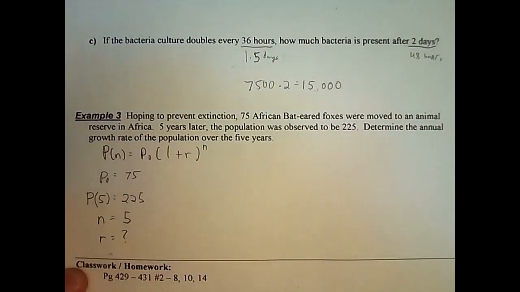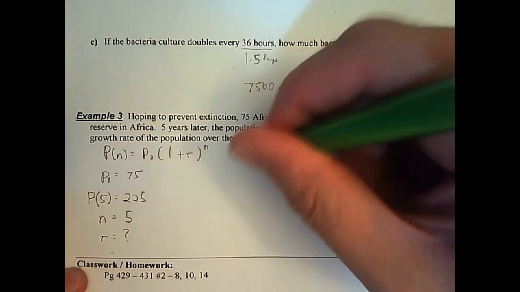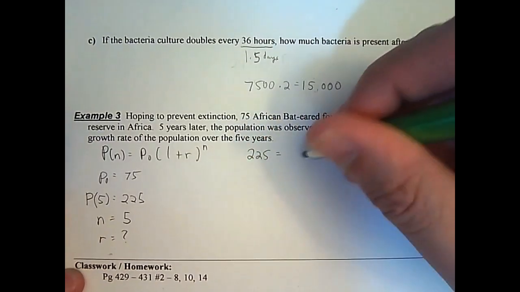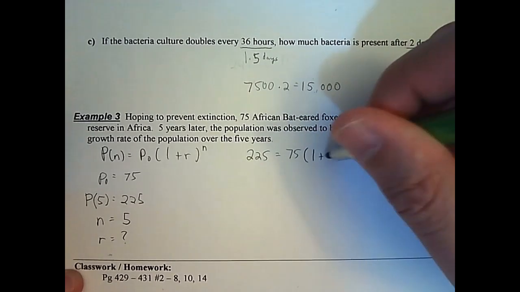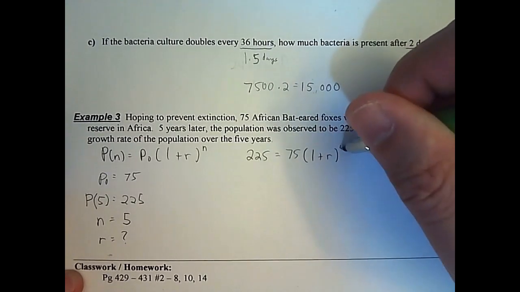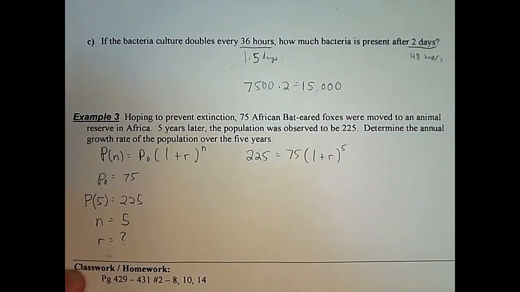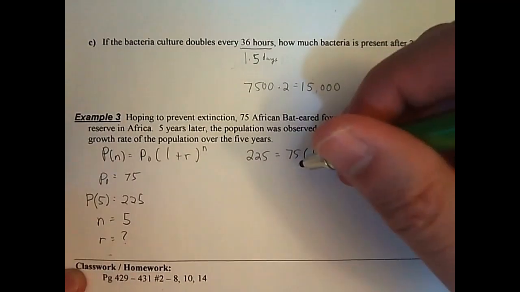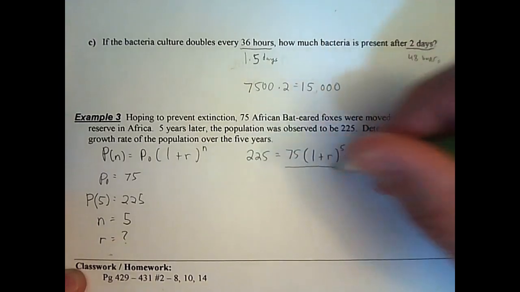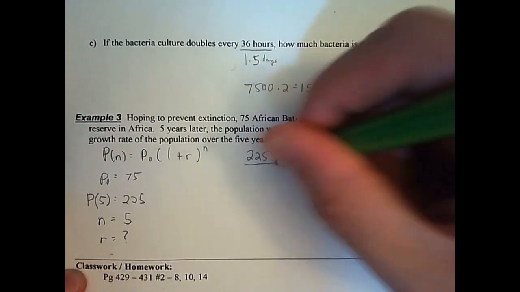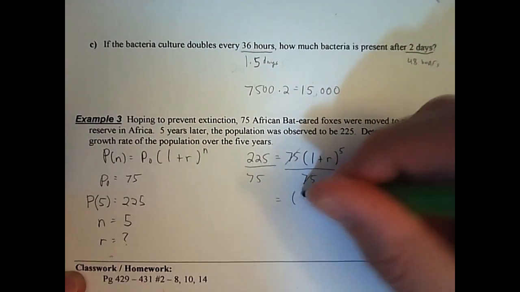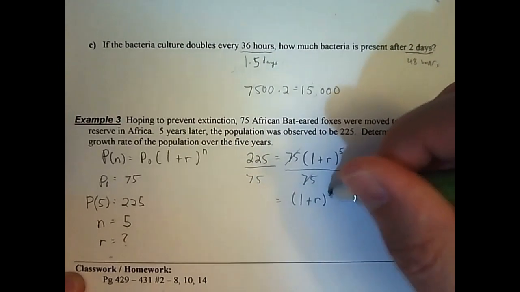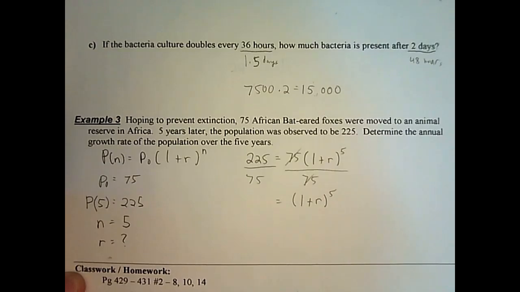So just isolating variables, I'm going to put 225 here. Our initial amount is 75, times 1 plus r to the power of 5. So I'm going to first divide both sides by 75. That way this goes away, and I'm just left with 1 plus r to the power of 5. 225 divided by 75 is 3.